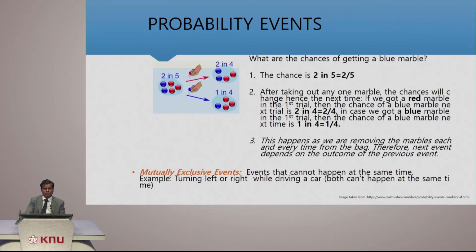And mutually exclusive events are events that cannot happen at the same time. For example, when you toss a coin, you cannot get head and tail at the same time, or while driving, turning left and right cannot happen at the same time. Either you can turn left or you can turn right. So these are mutually exclusive events, just like an XOR gate.